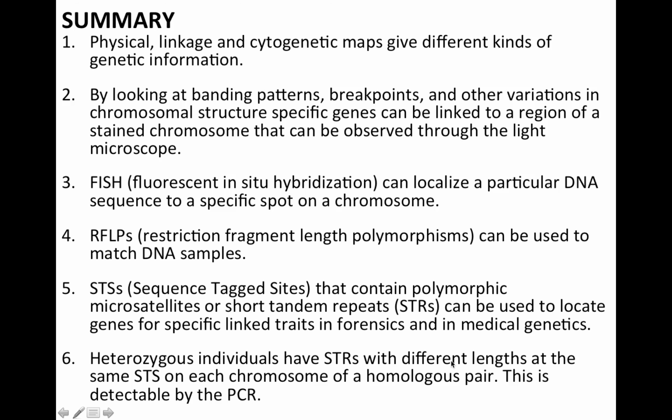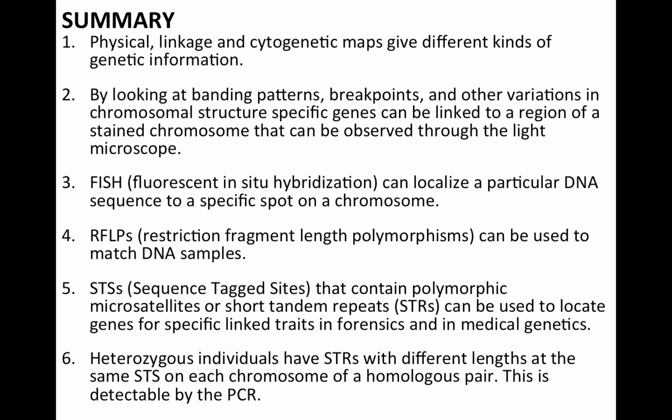So in summary, physical, linkage, and cytogenetic maps give different kinds of genetic information. By looking at banding patterns, breakpoints, and other variations in chromosome structure, specific genes can be linked to a region of a stained chromosome that can be observed through the light microscope. Fluorescence in situ hybridization can localize a particular DNA sequence to a specific spot on a chromosome visually, so you can see it through a microscope.